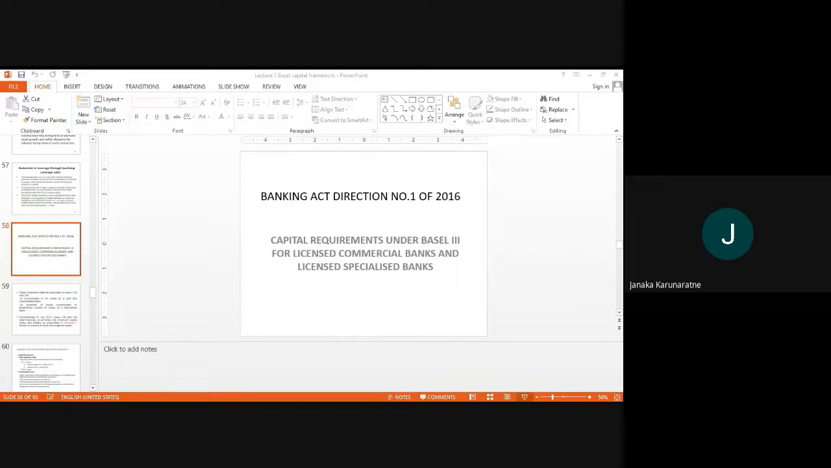So I think all of you can see this. Can you all see the slide moving? Still not, only this banking act one is in this one.